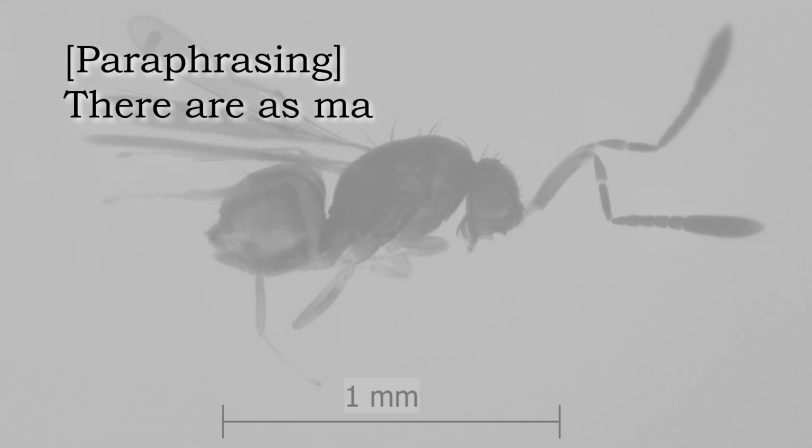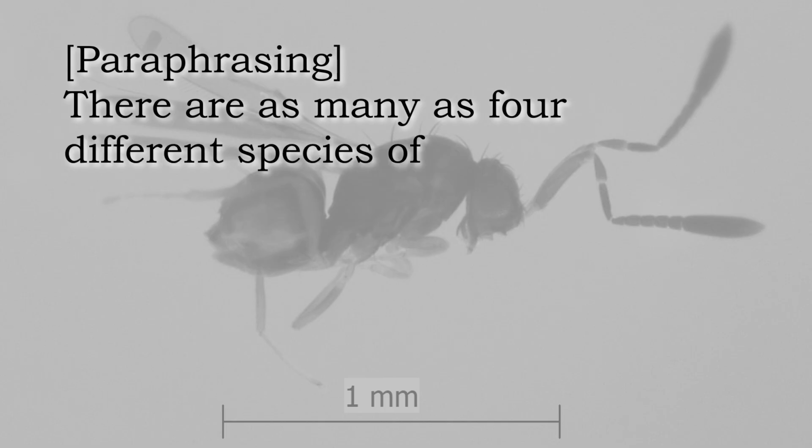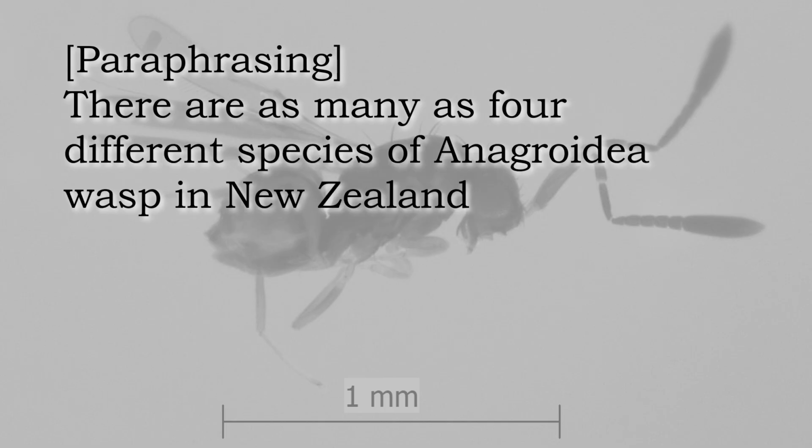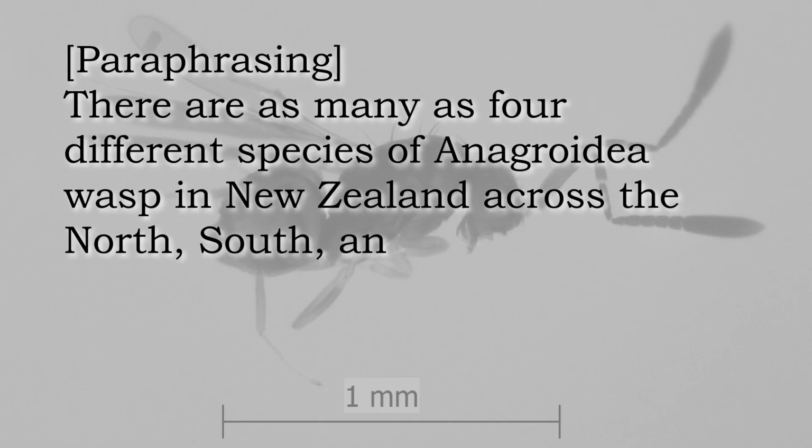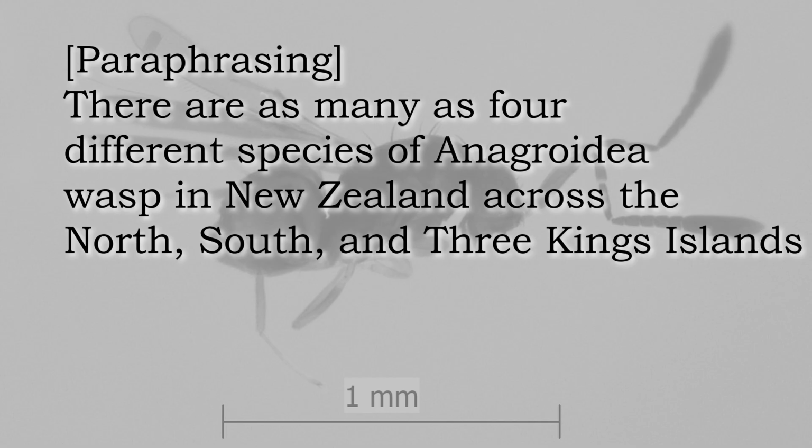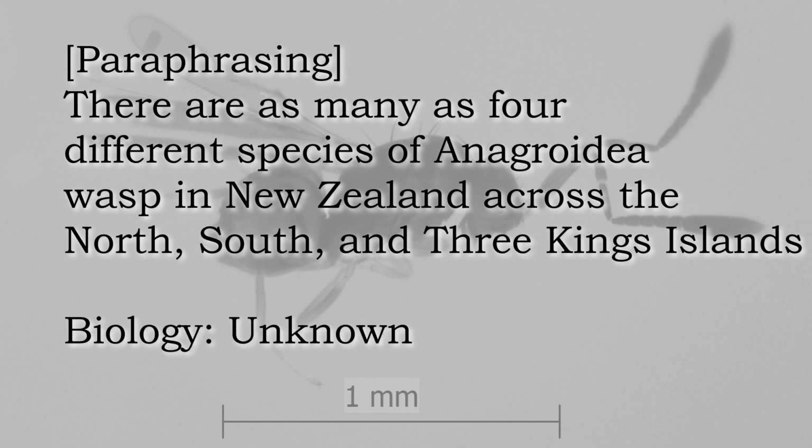There are as many as 4 different species of Anagroidea wasp in New Zealand, distributed across the North, South, and Three Kings Islands. The biology section is positively enlightening. It cuts to the heart of the matter. It reads simply, "biology unknown." 70 years had gone by, and nothing at all had been learned.